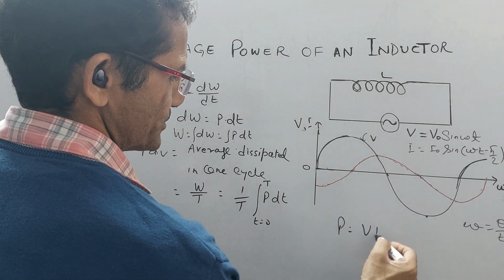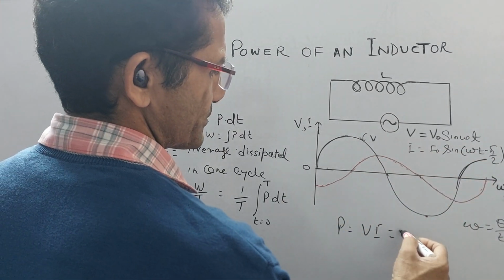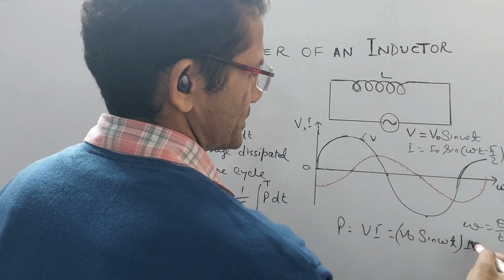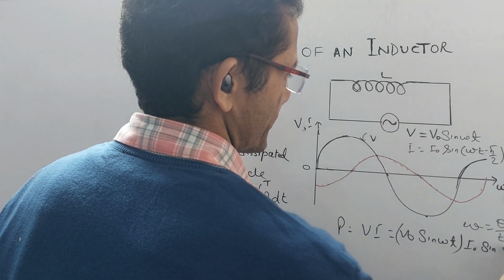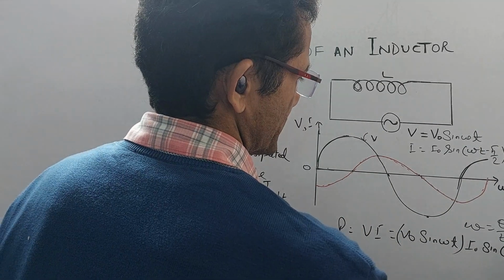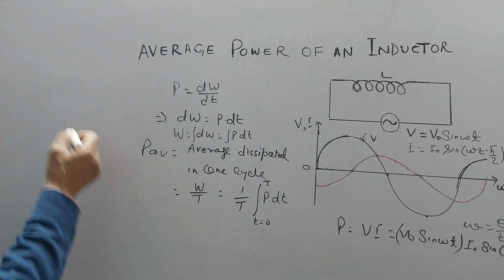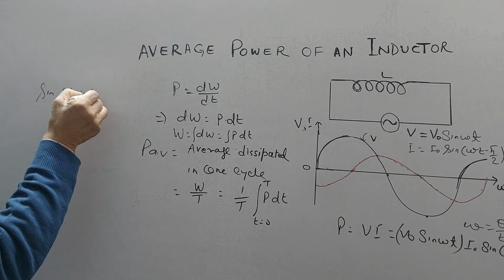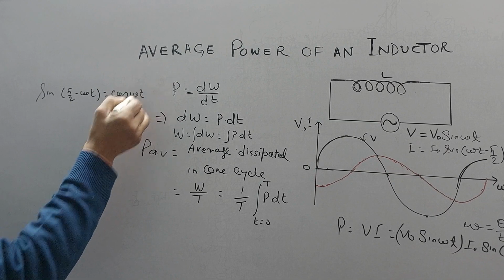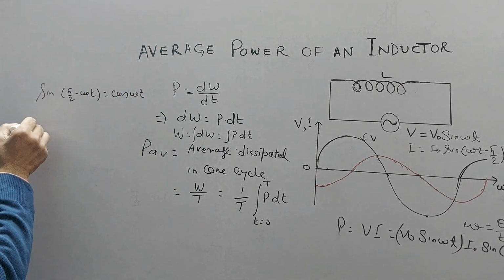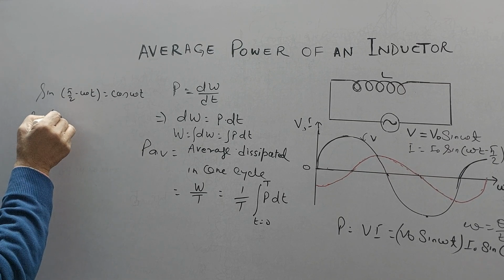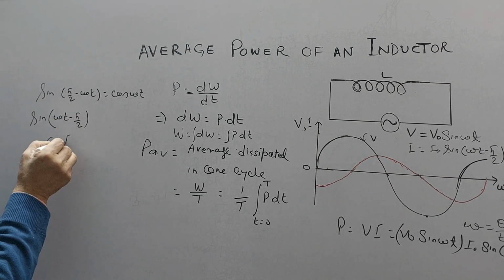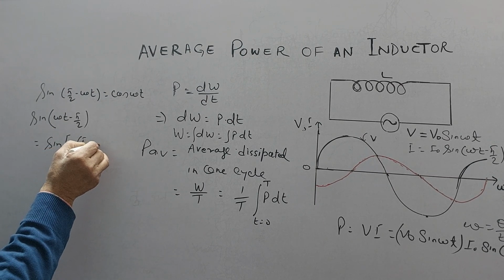P is voltage into current. Your voltage has the value V naught sin omega t, and current has the value I naught times sin of omega t minus 90. Also we know from trigonometry that sin of 90 minus omega t has the value cos omega t. So now if I replace this value, we have sine of omega t minus pi by 2. So we have to bring the minus from inside of the sine value, minus of sin of 90 minus omega t.